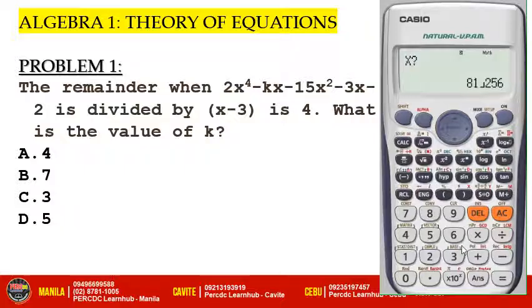So, input lang po natin 3 and then press equal. So, press equal, solve for a. Ibig sabihin, isusolve po natin yung a. Ayan. So, therefore, ang k po natin is 4, kasi dito, a equals 4. And remember, yung a natin, yun din po yung k natin. Okay?